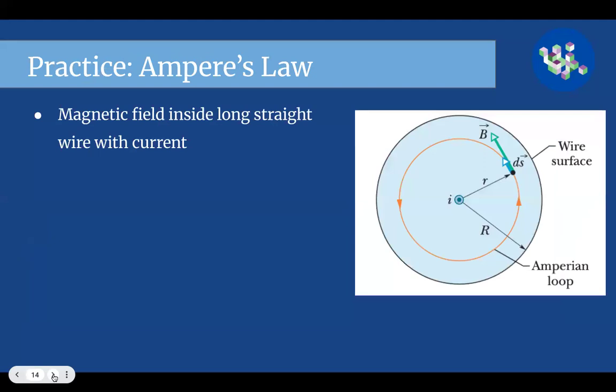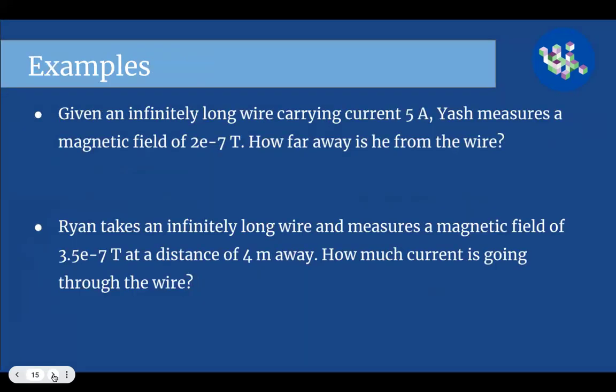Okay, we just did that. These are just some examples. Given an infinitely long wire carrying some current, Yash measures a magnetic field. How far away is he from the wire? And Ryan takes an infinitely long wire, measures a magnetic field at some distance away, and asks how much current is going through the wire. Well, remember, we found that B from an infinitely long wire is just mu zero I over 2 pi R.